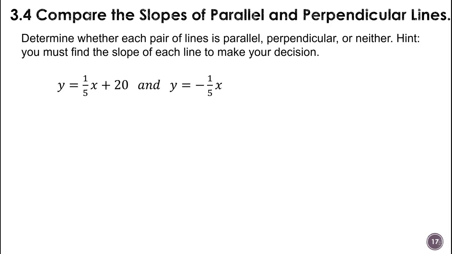And we're determining if these lines are parallel, perpendicular, or neither. So we need to know the slope. The slope of the first line is 1/5 because that's the coefficient of the x term. These are both in slope-intercept form, so solve for y. The slope of the other line would be negative 1/5.